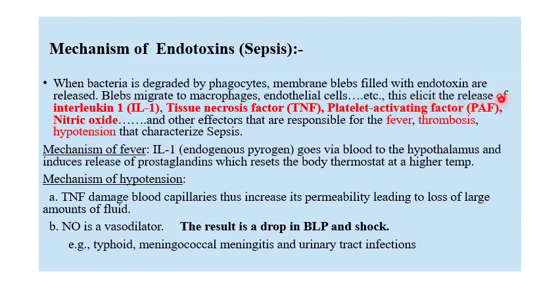mediators أو effectors اللي احنا عارفينها and you took it أكيد in immunology course. اللي هم ايه بقى these effectors؟ زي الانترلوكين 1، زي التيشو نيكروزيس فاكتور، زي البليتلت activating factor، زي النيتريك اوكسايد and others. دول are responsible بقى for the symptoms of the endotoxin like the fever, thrombosis and hypotension. And this زي ما قلت they characterize the sepsis.